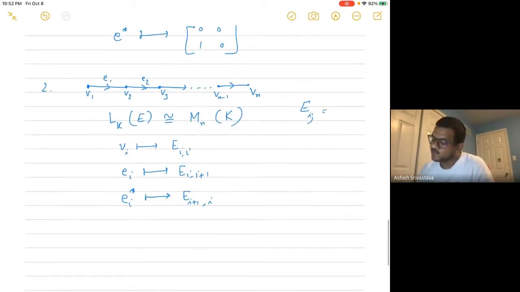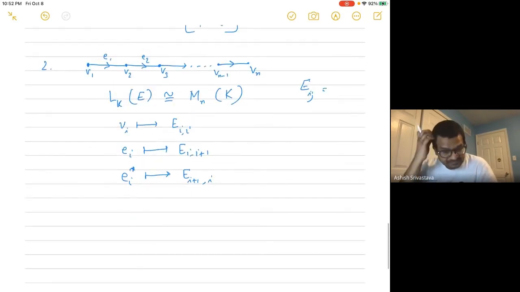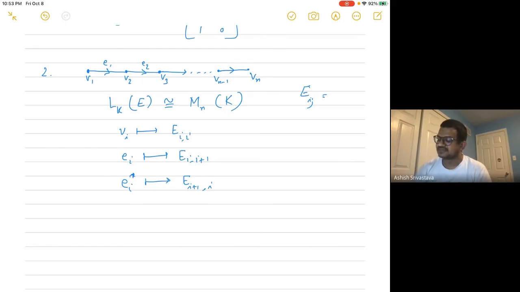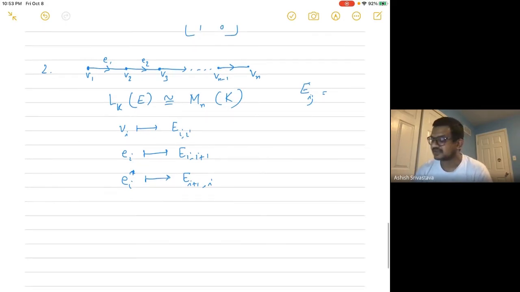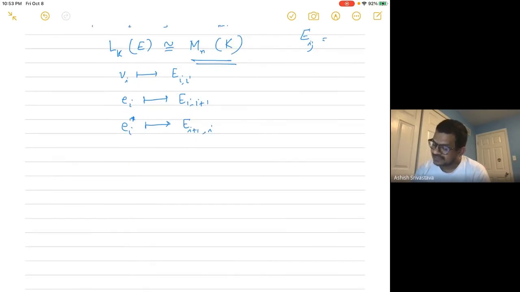So now one can actually see that you can have non-isomorphic directed graphs which will give you the same Leavitt path algebra. For example, now you have this graph which gives as Leavitt path algebra this matrix ring over field K. Now you could also take another graph.